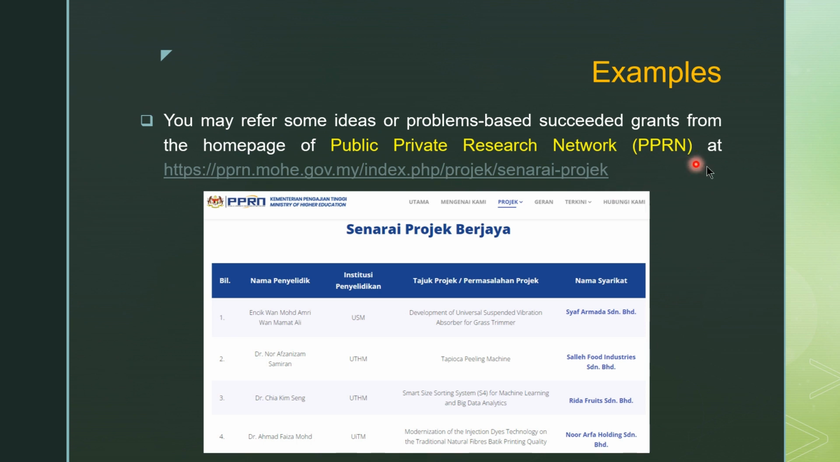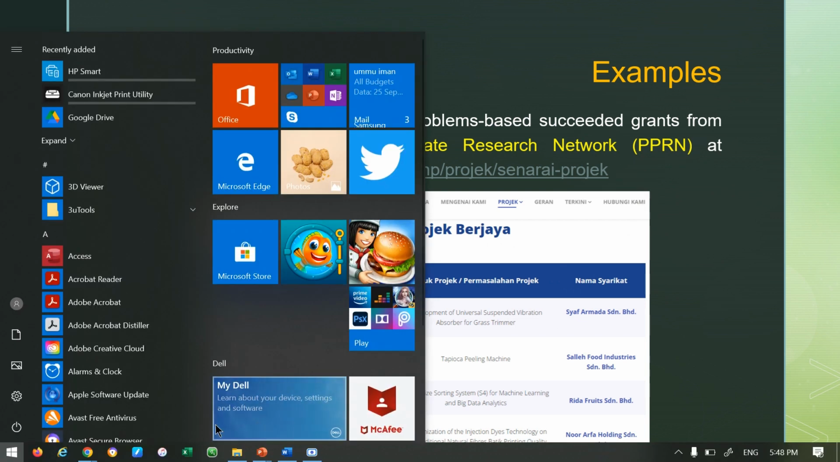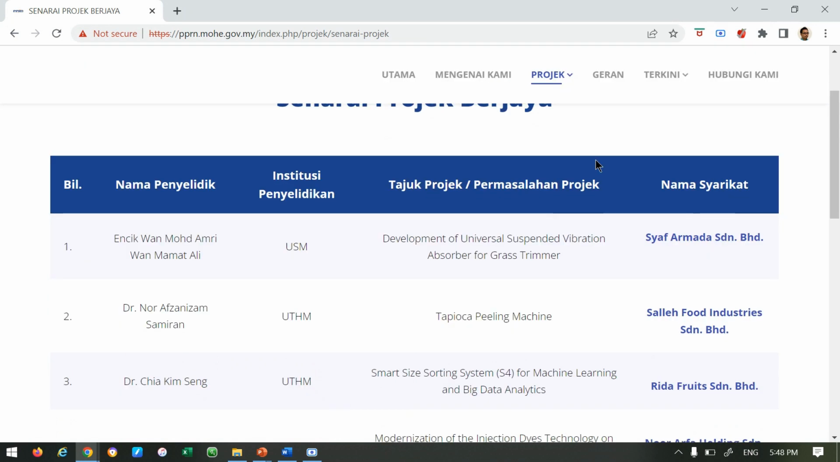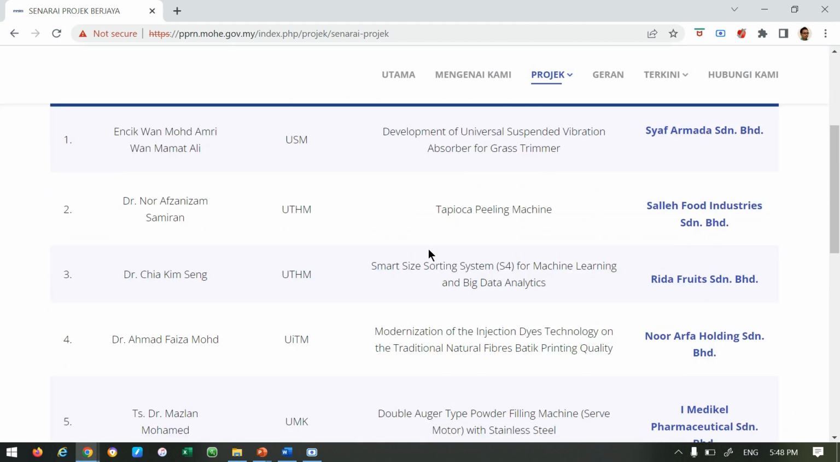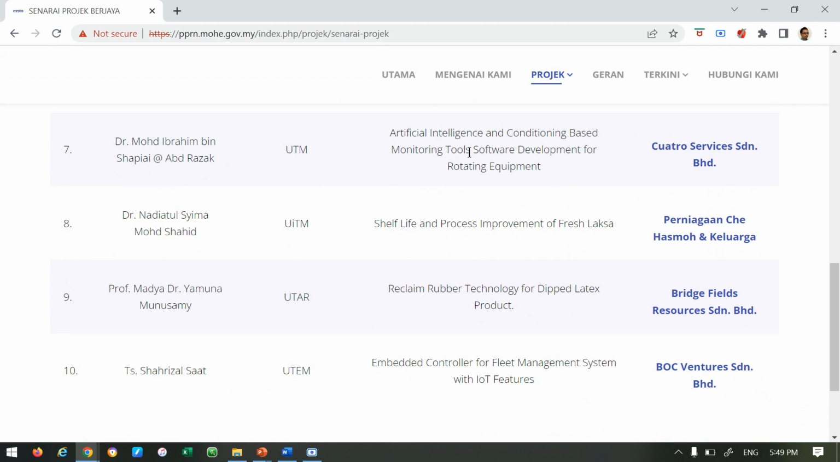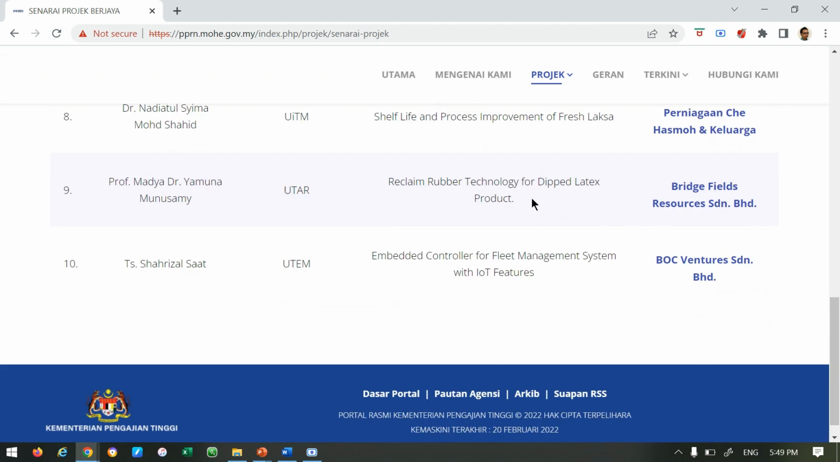You may refer to some ideas of problem-based succeeded grants from the homepage of the Public-Private Research Network, PPRN, at this page. Let me show you. This is an example of the succeeded projects. They were awarded a certain amount of grant, coming from USM, UTHM. For example, there's a smart size sorting system, a tapioca peeling machine, modernization, artificial intelligence, convention-based material to software development, and reclaimed rubber technology for repollutant, and so on.